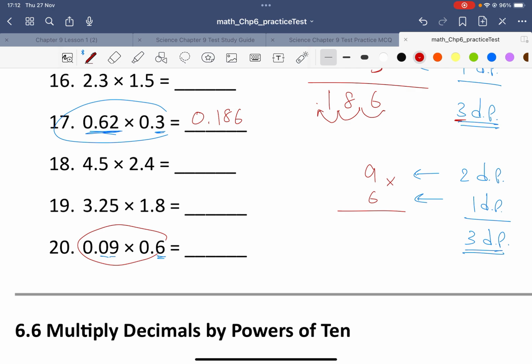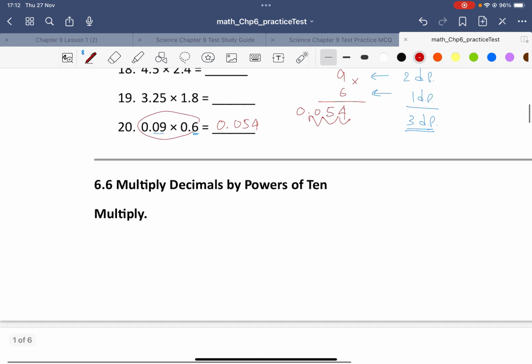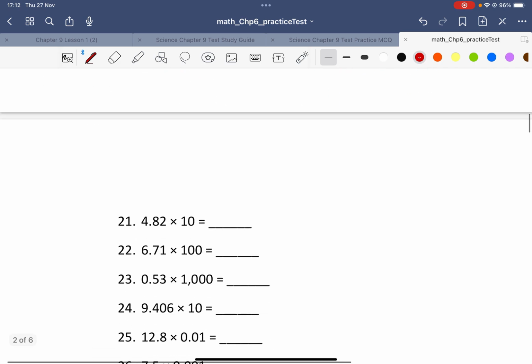6 times 9 is 54. Okay, so 3 decimal points. I will move decimal forward 3 times. 1, 2, 3. So there's a 0 here. You put 0 in front. So my answer will be 0.054. Yeah? All right.